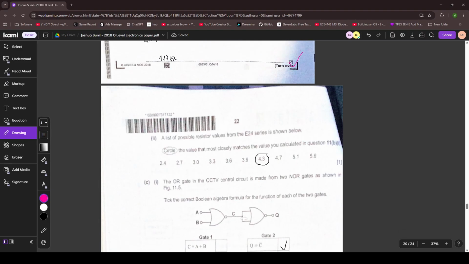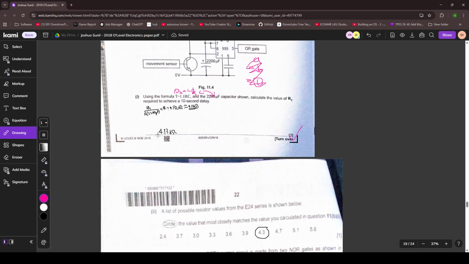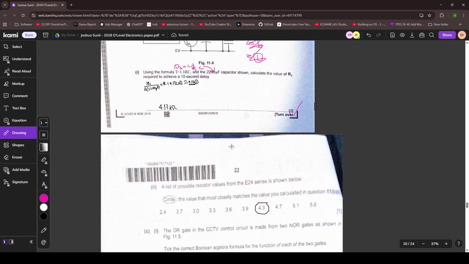A list of possible resistor values from the E24 series is shown below. Circle the value that most closely matches. Yeah, most closely. So 4.13 stands around here. So from here to here, what's the interval? From here to here, what's the interval?